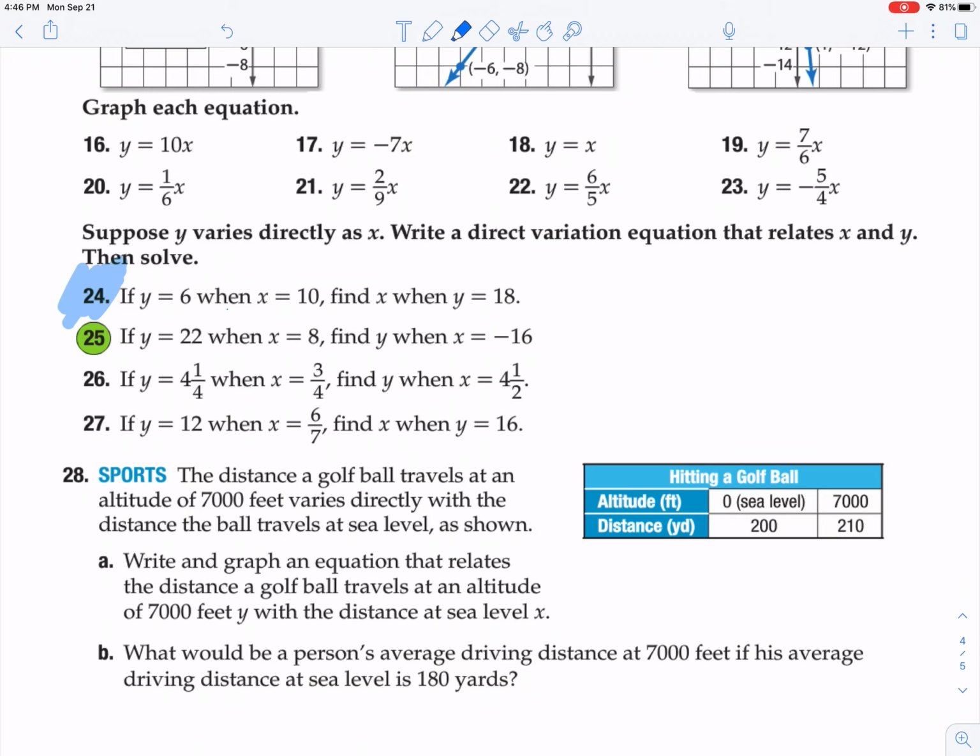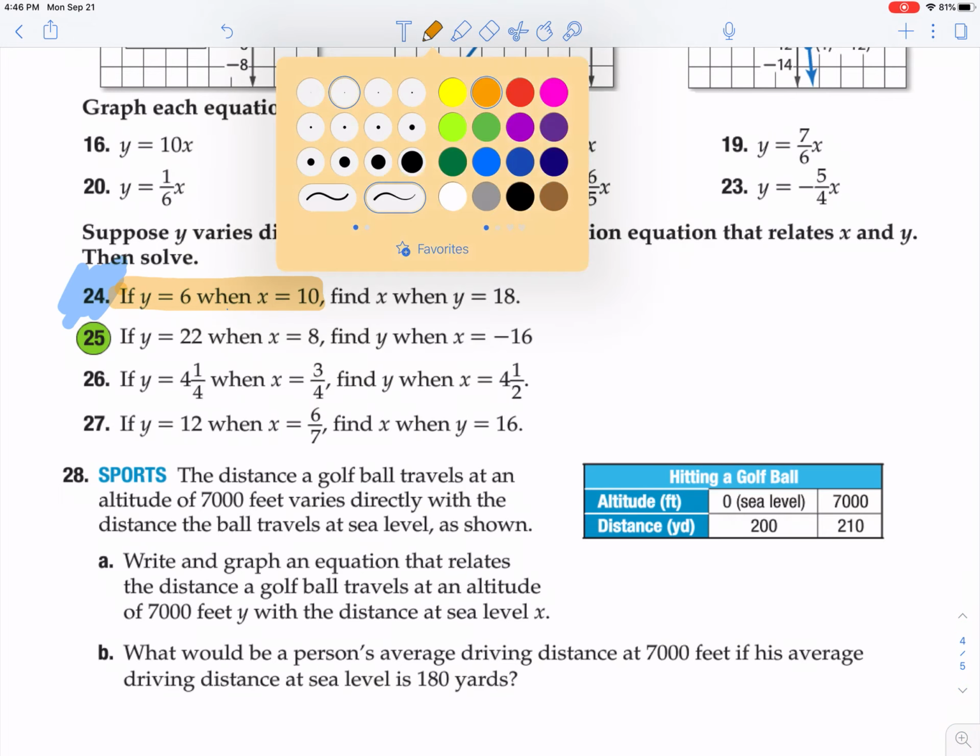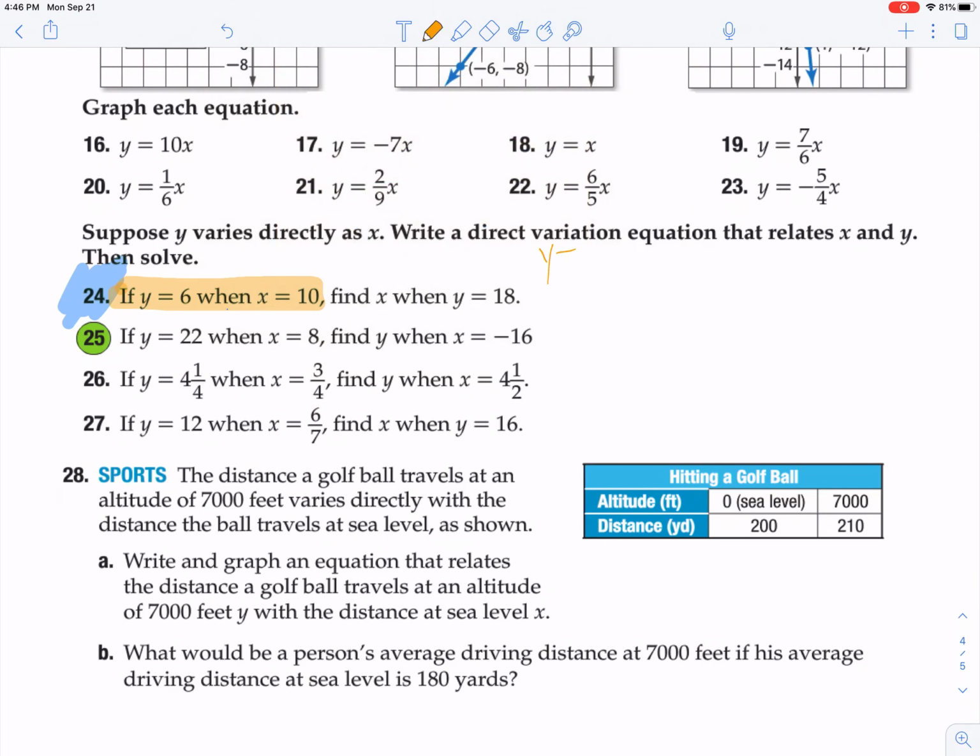Here's what I need you to do. Find the if statement. The if statement in this case is this part. If y equals 6 when x equals 10. This is the information you need to find k. So find k. y equals kx. Great. y equals 6, x equals 10. Looks like this time I'm getting 3/5 equals k.